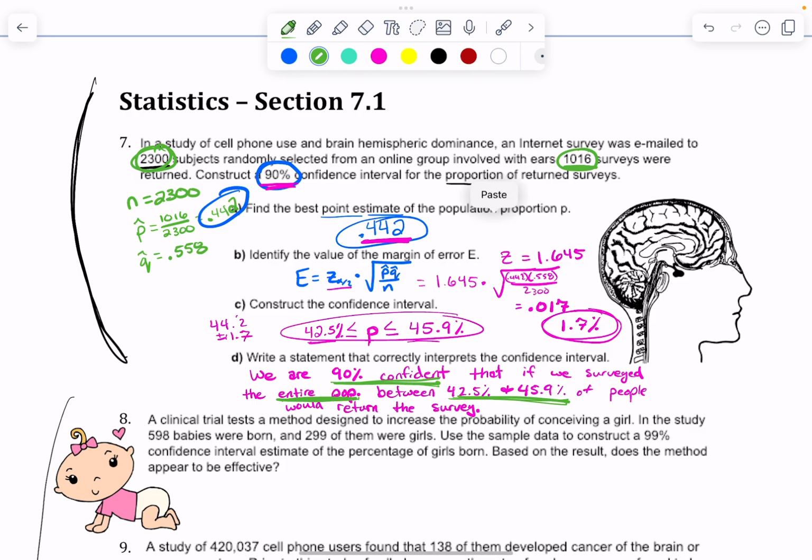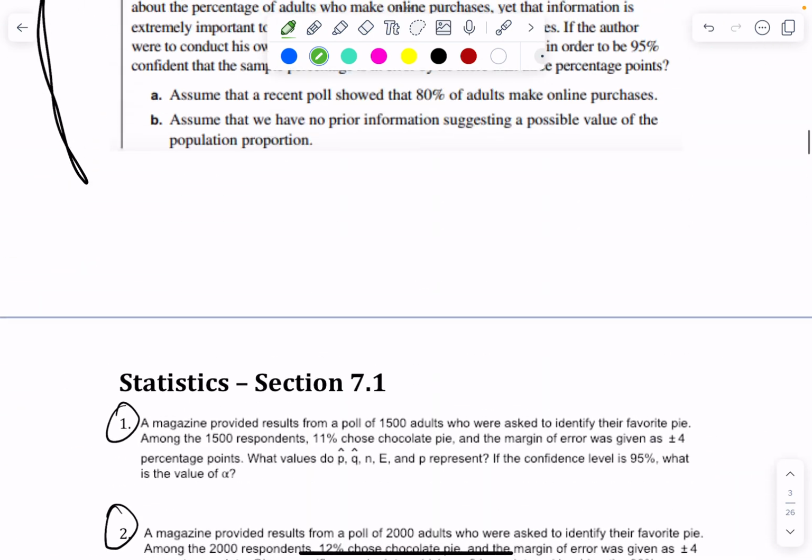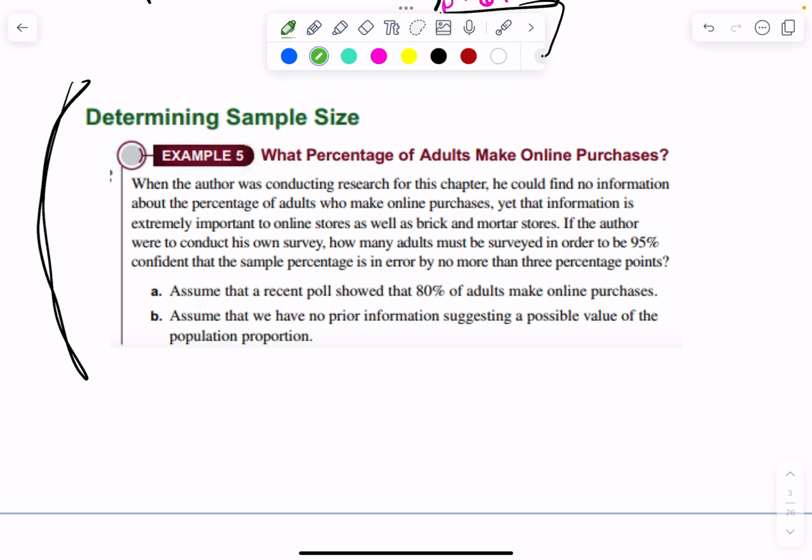Now let's go back to example 5. And example 5 says this. Okay, we're talking about making online purchases. So what percent of adults make online purchases? I'm going to write some stuff down below, and let's read through the paragraph.